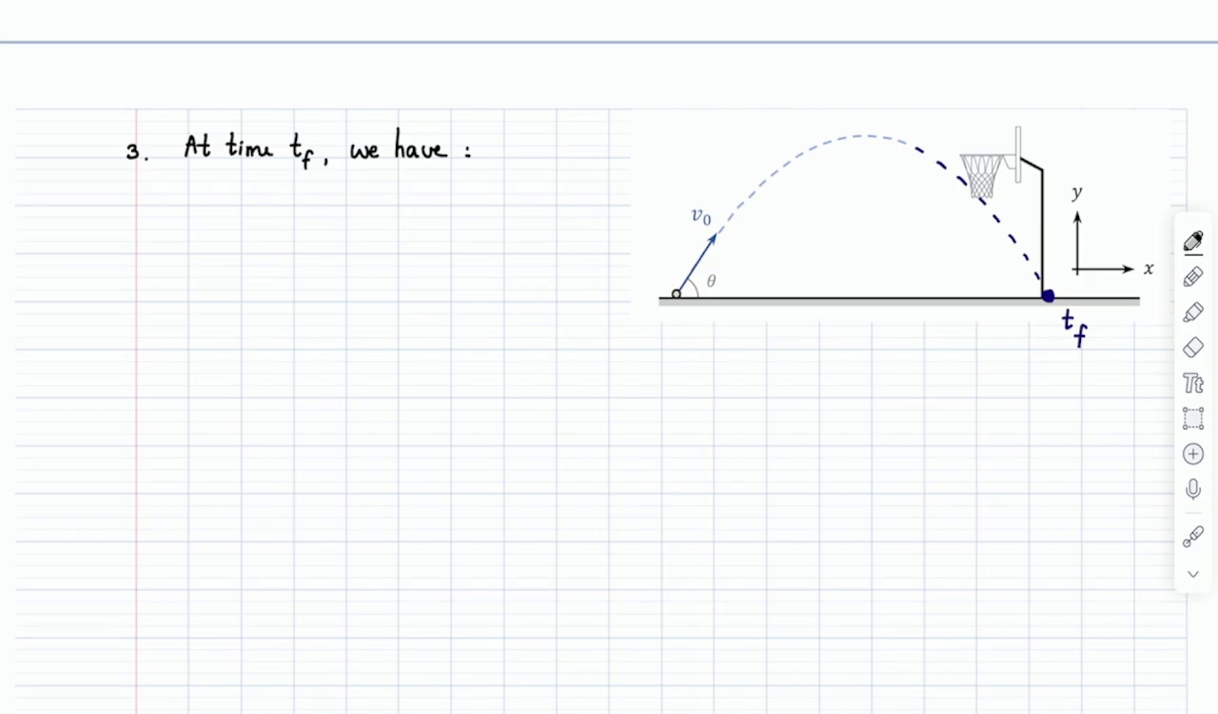Now I can't really say anything about x because x here would be called the range, typically denoted by capital R, but I don't know what the range is equal to. Now I could find it. If I knew TF, I would plug it into x of t to get the range, but I don't know what it is, so it doesn't really help me. So yes, x of t final is R, but I don't know R. Y, at this point, hopefully we agree, is going to have to be 0. Okay, because now we're back on the ground.